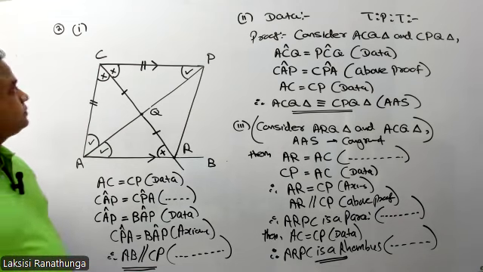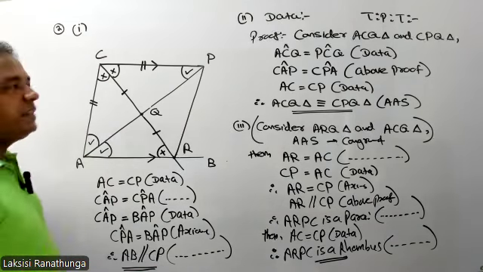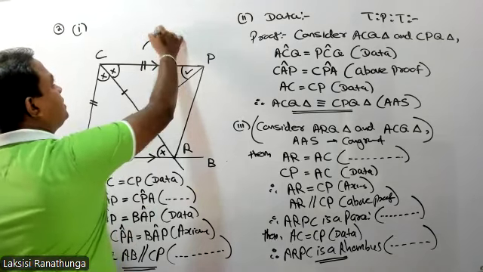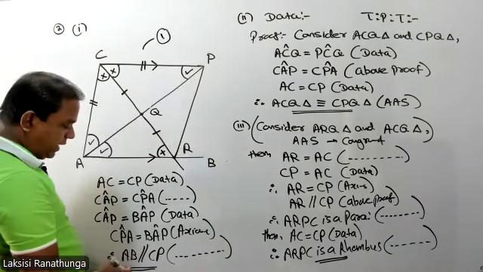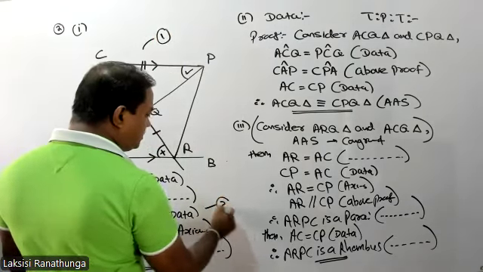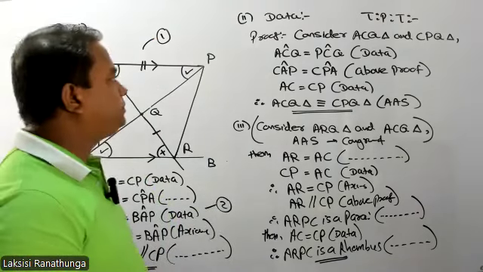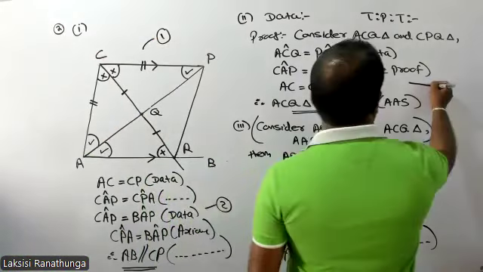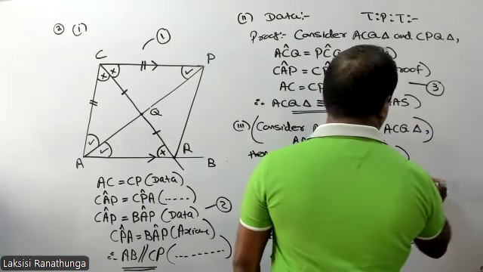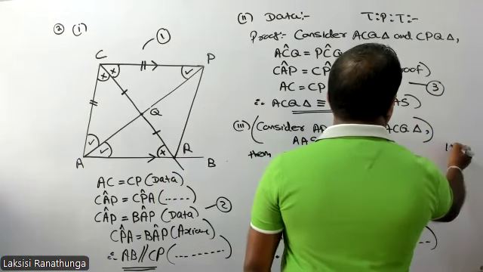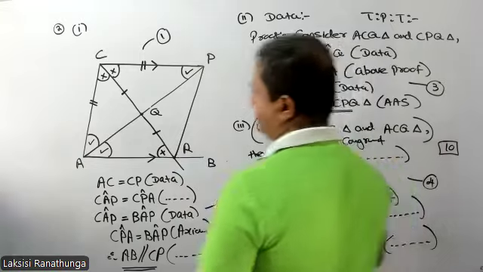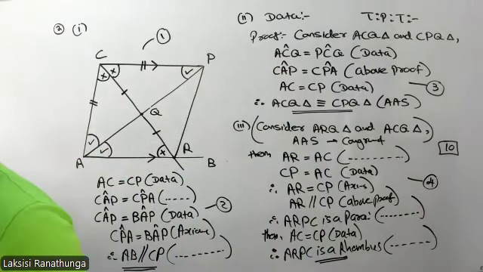Marks. From number 1, copy the diagram and mark the data, 1 mark. Then you prove AB parallel CP, 2 marks. Then this congruency part, 3 marks. Final one, 4 marks. Altogether 10. Not 10 marks. 10 marks for the second question. Recorrect it.